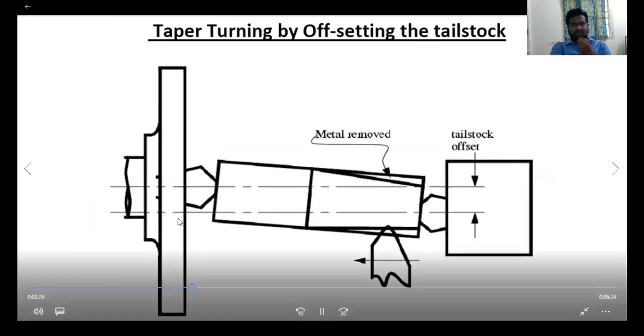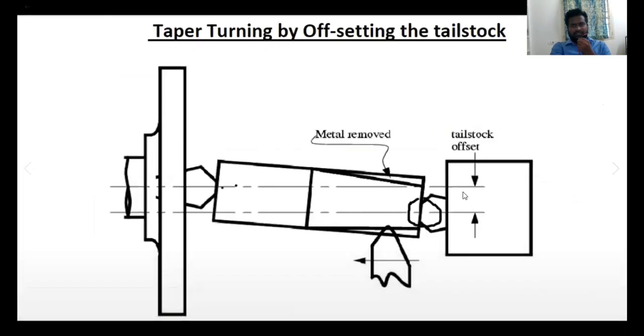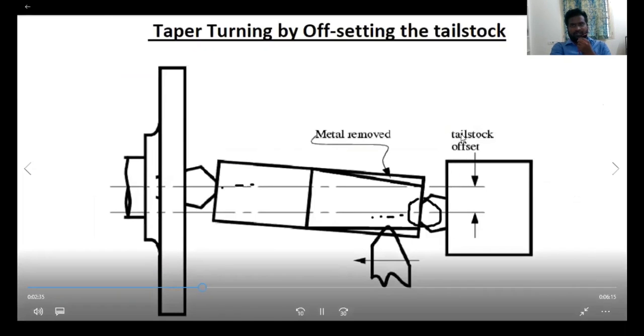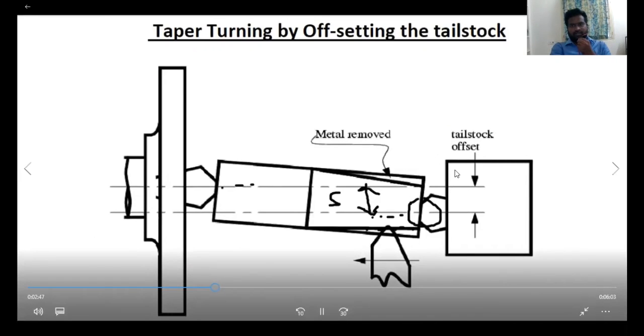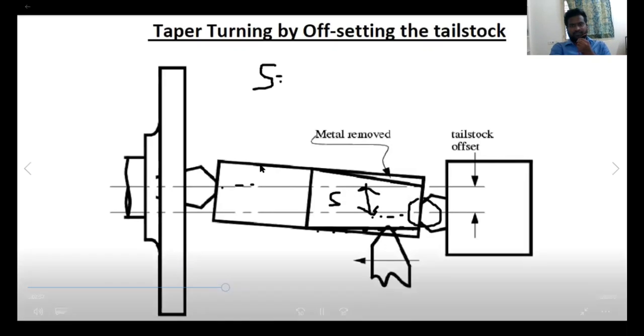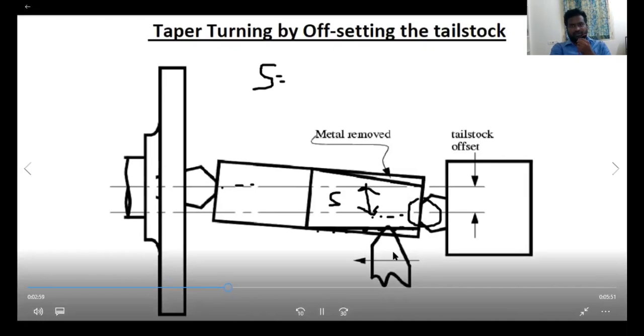This is the chuck, and we are fixing our workpiece with some inclination and set over. That means the tailstock does not coincide with the chuck, right? There is some offset in the alignment. So this is the offset. Here we are giving some offset to the tailstock. So here we are fixing our job and cutting too.